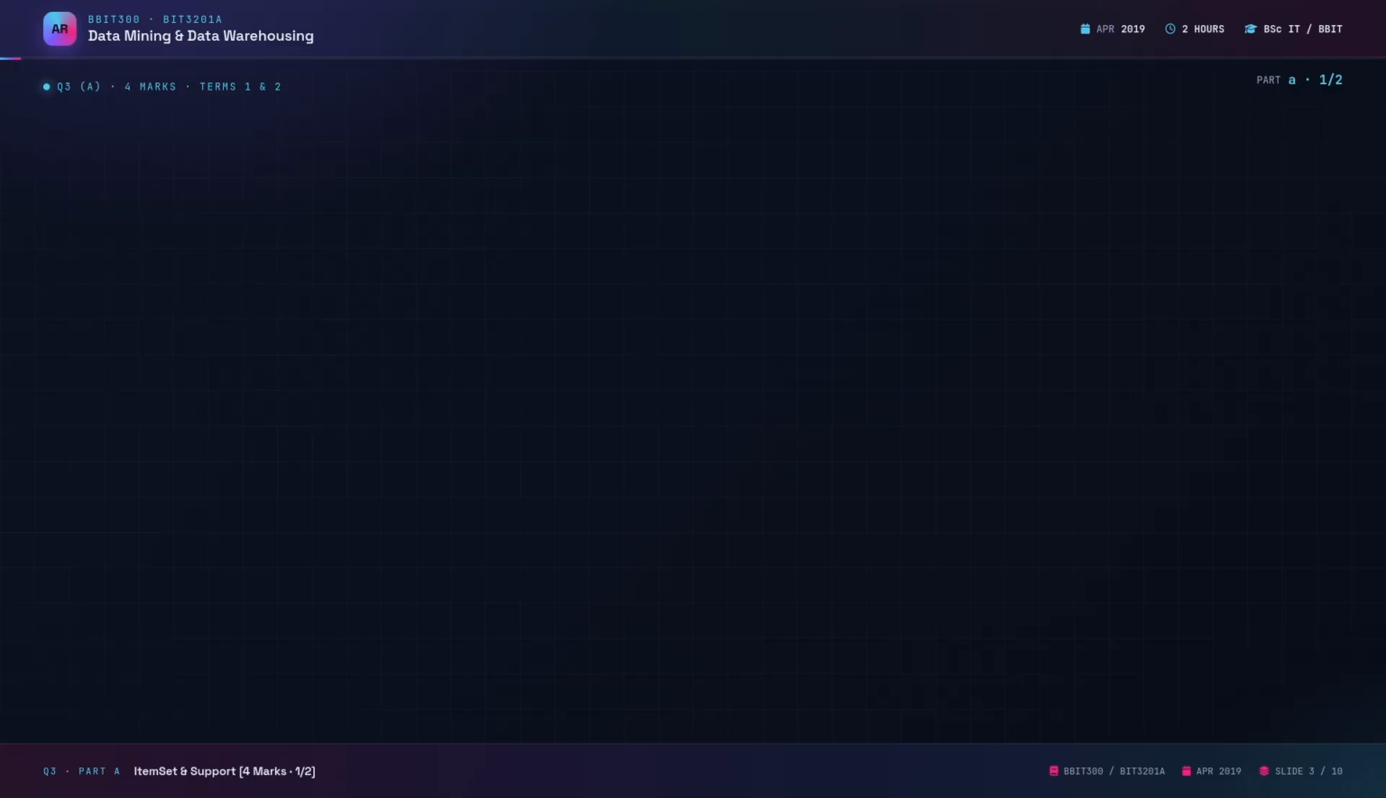Part A is worth 4 marks, 1 mark per term, so let's take them 2 at a time. First, an item set. An item set is simply a collection of 1 or more items that appear together in a transaction. We write it in curly braces. For example, the set containing A and C. A K item set is one that contains exactly K items, so A and C together is a 2-item set.